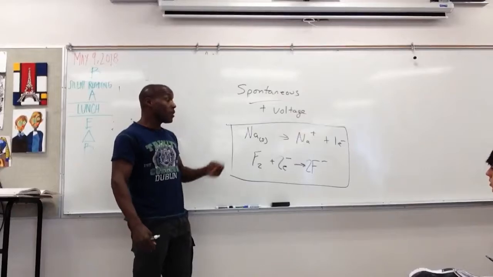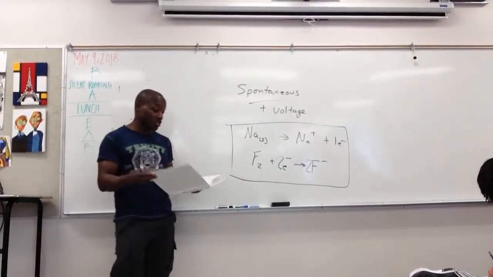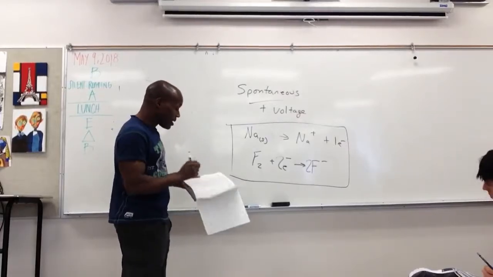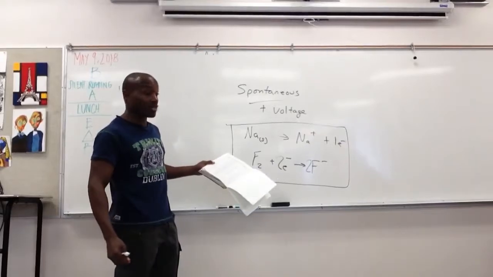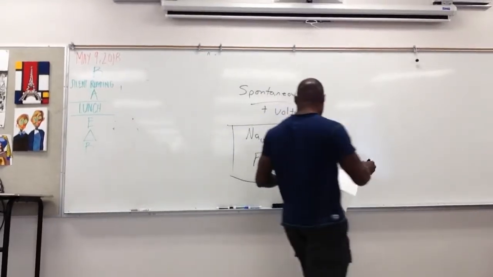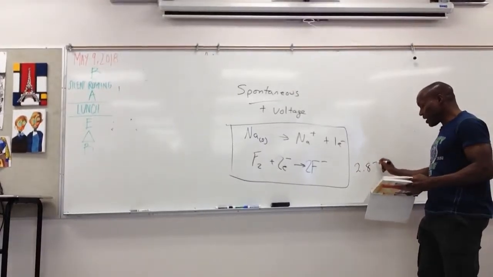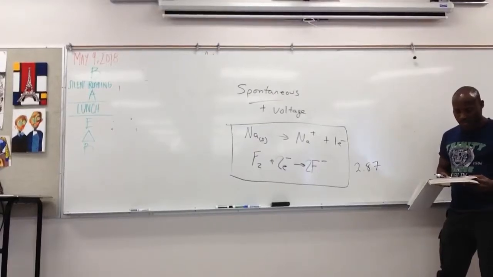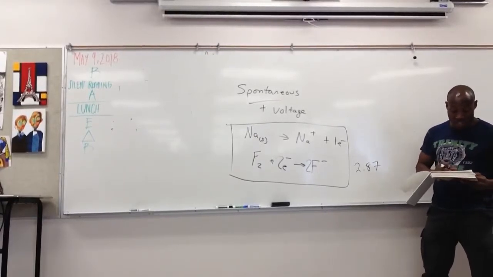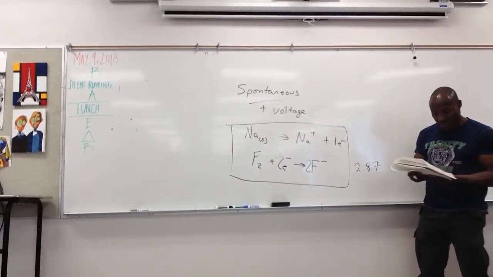Is this spontaneous? Well, it's easy to tell because you have access to a standard reduction potential table. So you look at the back of your book, and you get the numbers off the standard reduction potential table. So I look here, and I see that the reduction of fluorine nets me 2.87 volts under these conditions. And then I have to look for the oxidation of sodium. I see sodium in there. It's way down the list. And I see this reaction listed.